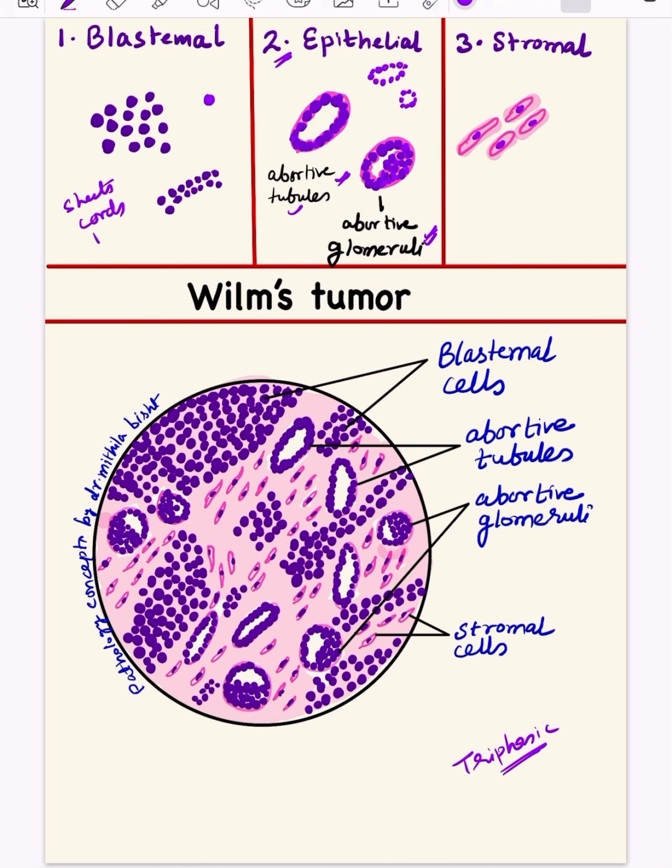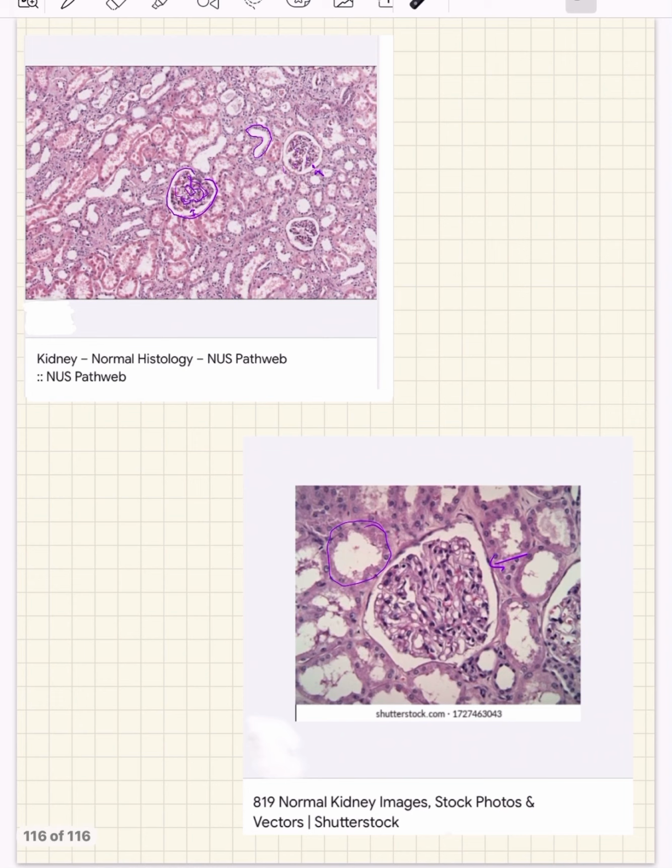Then we make the structure which looks similar to the glomeruli. In the glomeruli, we know that there is a Bowman's space, an outer parietal epithelium, and a tuft of capillaries, which is seen in the normal glomeruli like this. This is a normal glomerulus, and this is a normal glomerulus. So there is a tuft of capillaries, Bowman's space, and the outer epithelium. These are the glomerular structures.